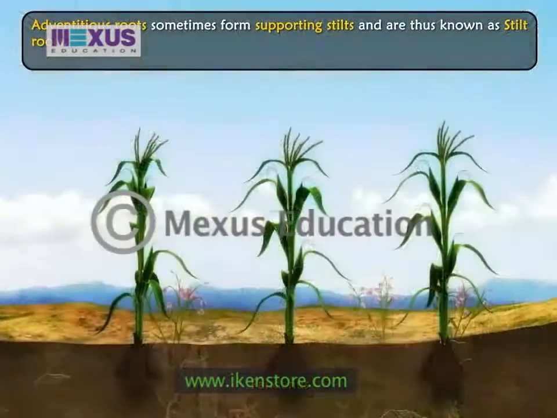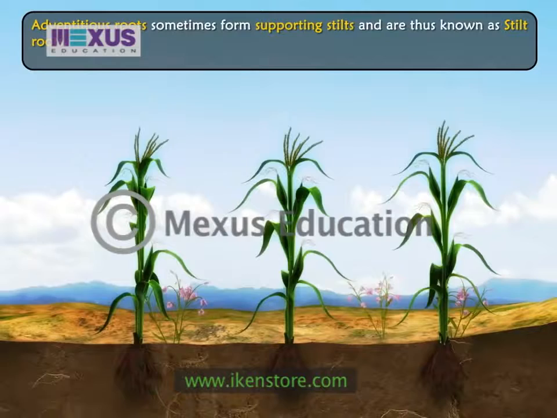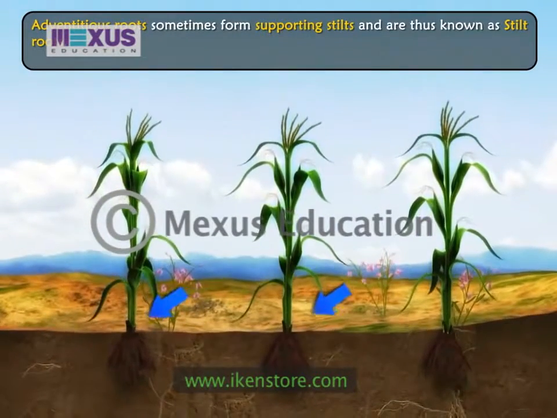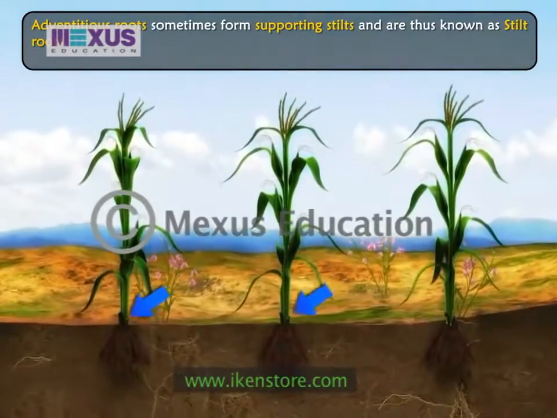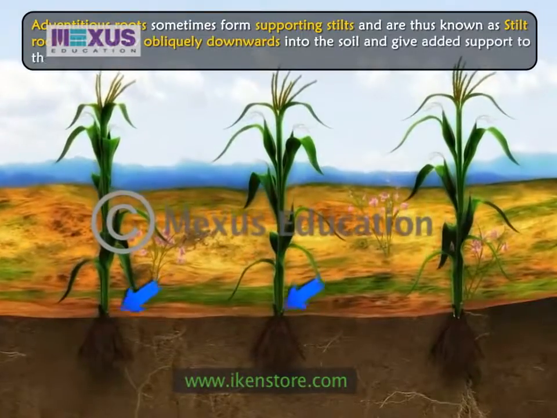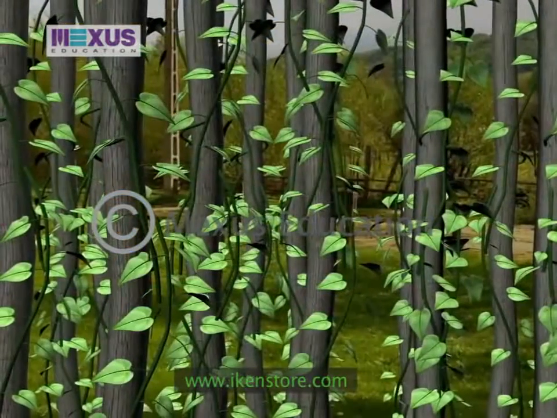The maize plant has a tall, slender stem. It develops a cluster of roots from the first one or two nodes above ground level, which grow obliquely downwards into the soil and give added support to the stem.